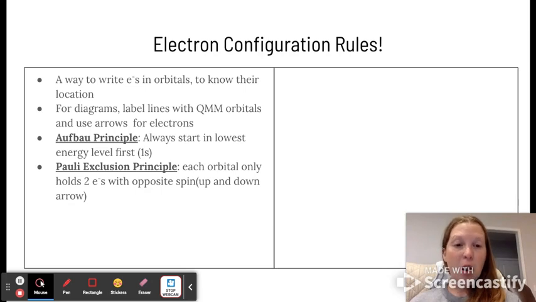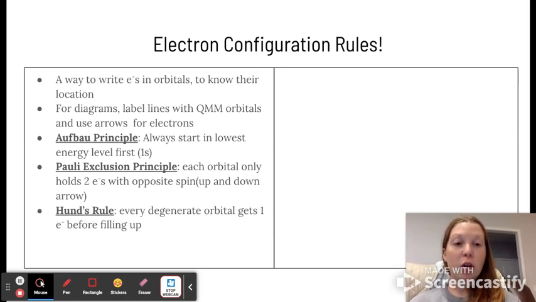The next one is the Pauli exclusion principle, which states that each orbital can only hold 2 electrons, and those 2 electrons must have opposite spin. So that means on each line, you have to have an up arrow and a down arrow. That's what tells you the spin.